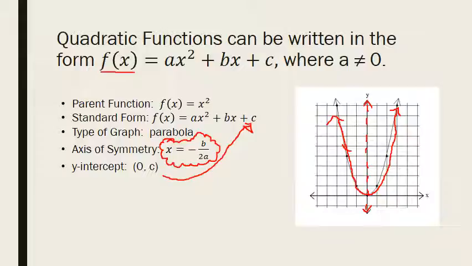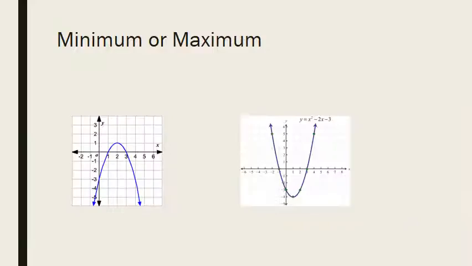So let's look at these characteristics a little bit more. Right here, we're going to determine minimum or maximum. This is all new stuff that we're learning here. Minimum means that you've got a minimum point, the lowest point. Maximum means you've got a highest point.